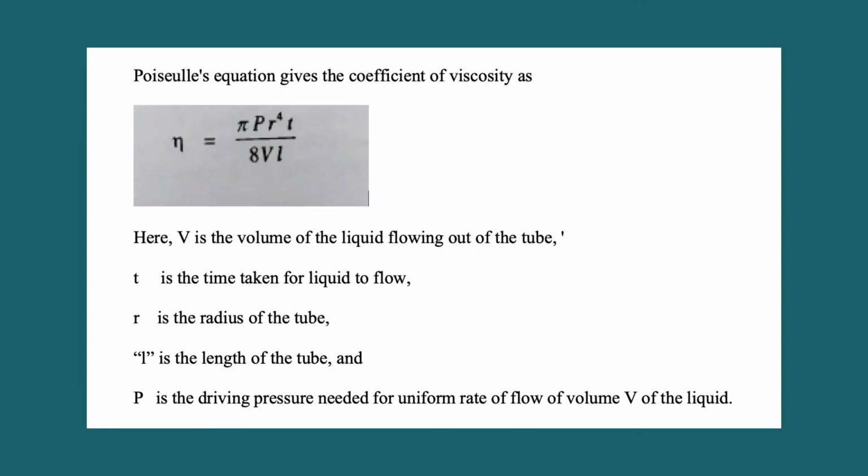Poiseuille's equation gives the coefficient of viscosity as eta equals pi P r raised to 4 T divided by 8 into V into L. Here, V is the volume of the liquid flowing out of the tube, T is the time taken for the liquid to flow, r is the radius of the tube, L is the length of the tube, and P is the driving pressure needed for uniform rate of flow of volume V of the liquid.